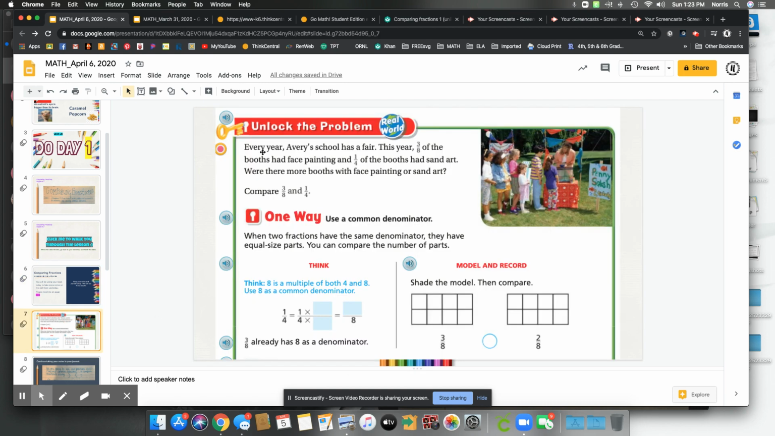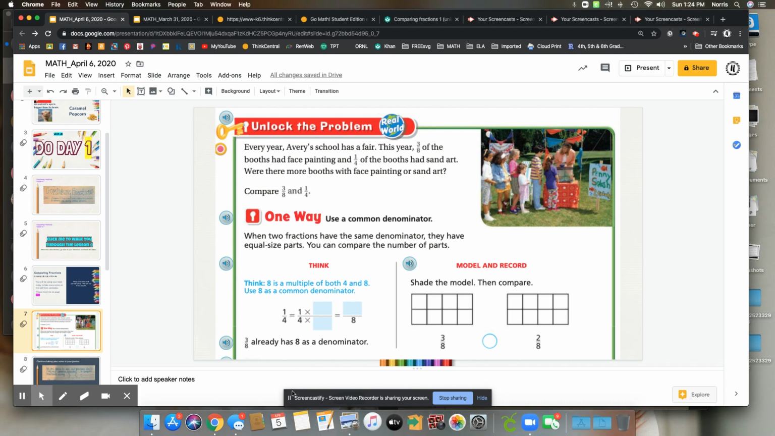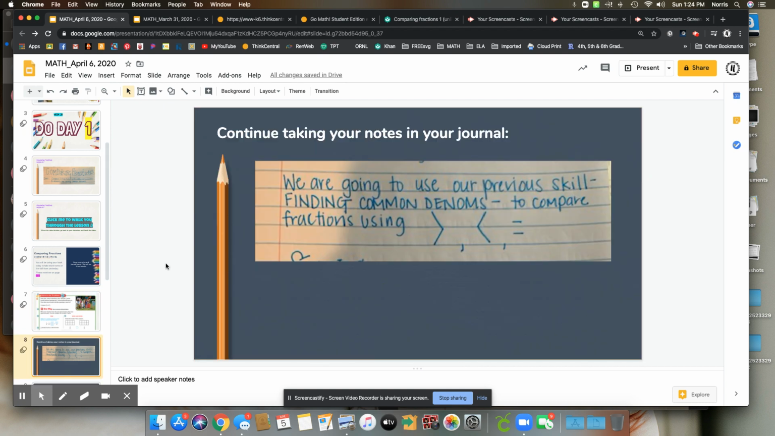All right, so I'm going to start with the problem that they have in the book at the top for you all. And I know that this is one way and there's a second way below it. We're not going to worry about that because I have a shortcut that I'm going to show you tomorrow. Okay, so we're going to focus on the one way because this is the easiest, in my opinion, to see it. Okay, so let's go back up here.